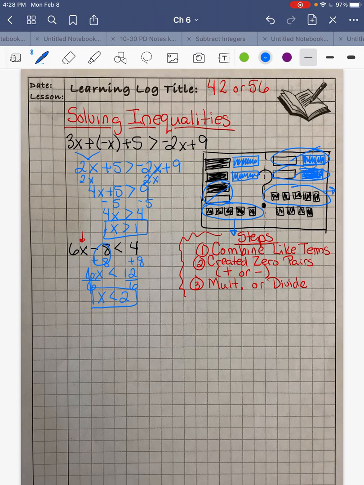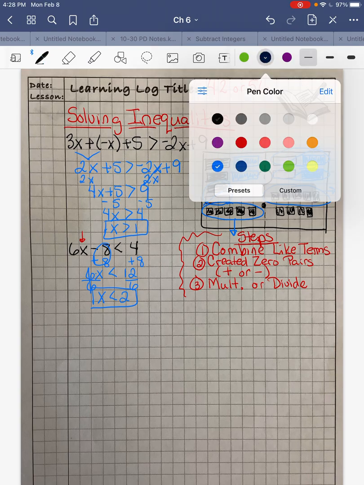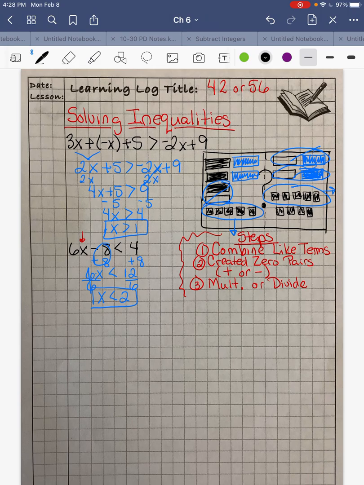Okay, another example. Now that one should seem a little more familiar. You've worked with two-step equations. Two-step inequalities really work the same way. All right, let's look at another one that might be like, whoa, what's going on here? This one is x divided by 4 plus 7 is greater than negative 3. So there's our problem.